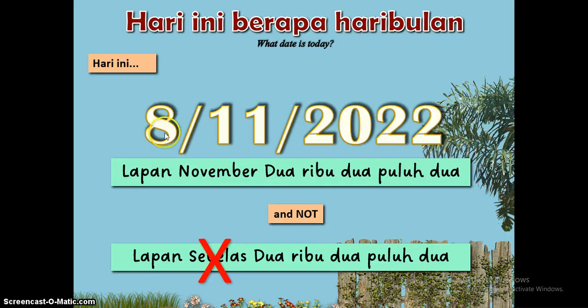How can you read this date? 8 November 2022. You don't read it as 8/11. 11 represents the month. So, you must read 8 November 2022. Meaning, for the year, you can have it in full as 2022.